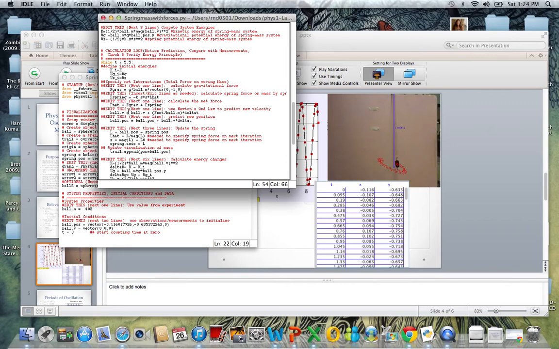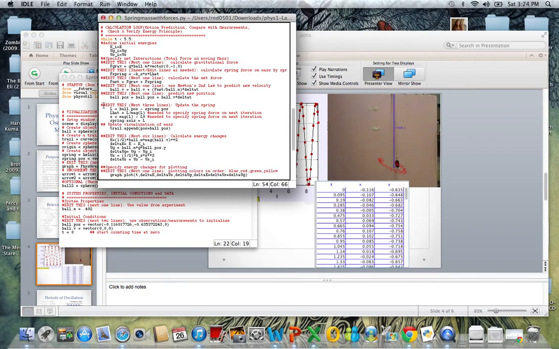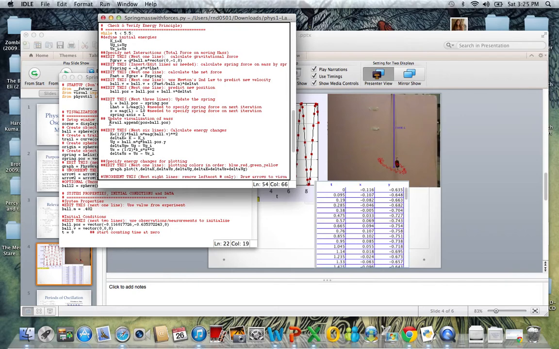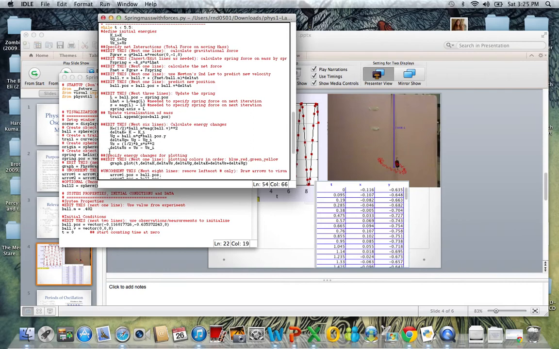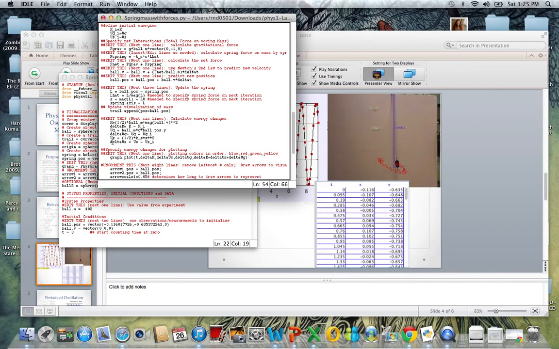So we do final velocity is equal to initial velocity plus F net divided by the ball's mass times delta t. And then using that new velocity, we can find the ball's position using the final position is equal to the initial position plus the velocity times delta t. Then we use the same for here to update the spring force. And then here we're updating the energy by doing the change in K is equal to final minus initial, and same for the potential energies.